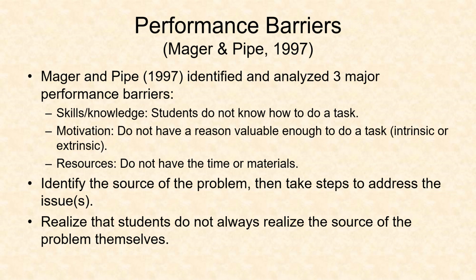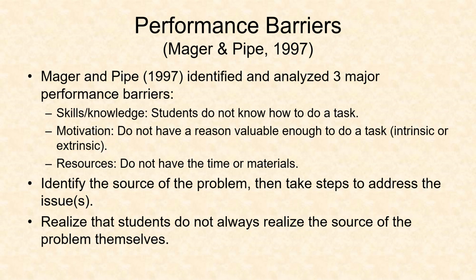You may recall that we started looking at this line of research by looking at the work of Mager and Pipe from 1997. And you know me, I like to start off with some historic research, some seminal research to show that these thoughts started a while back and they have been built upon over the years. So when we looked at Mager and Pipe's work, we found that they identified and analyzed three major performance barriers. In other words, things that will prevent students from doing what we ask them to do.